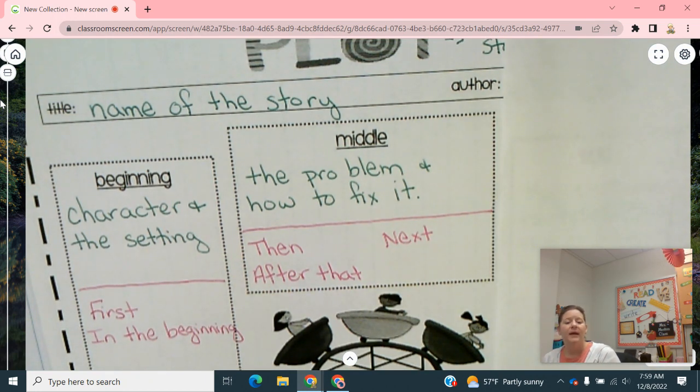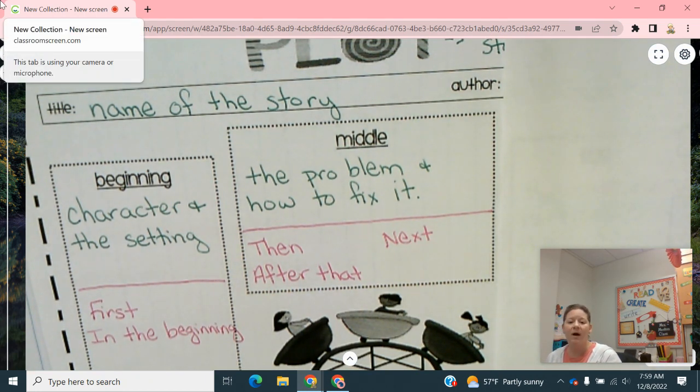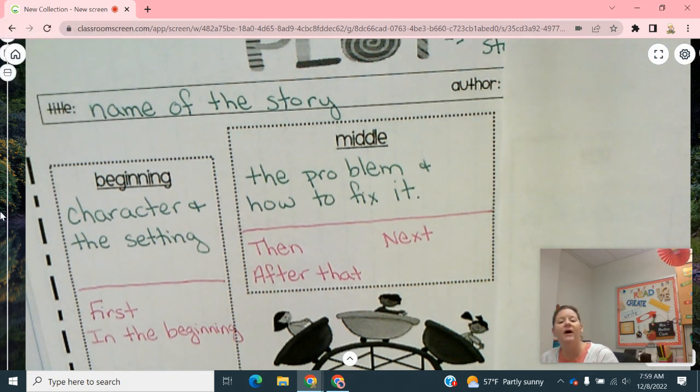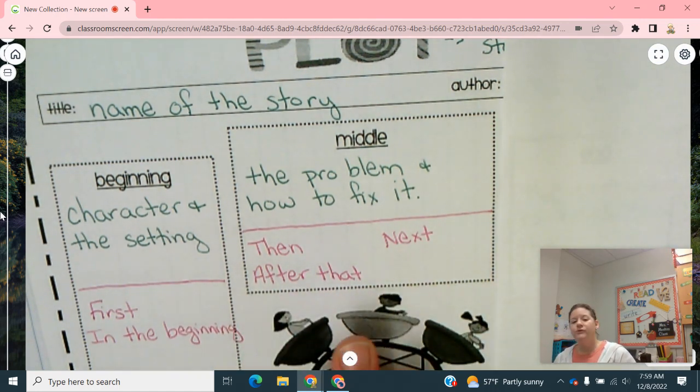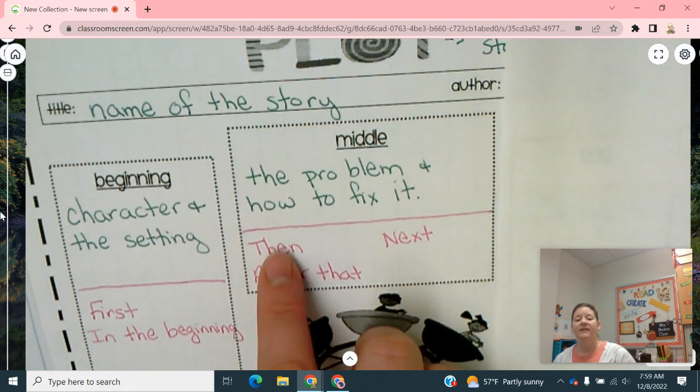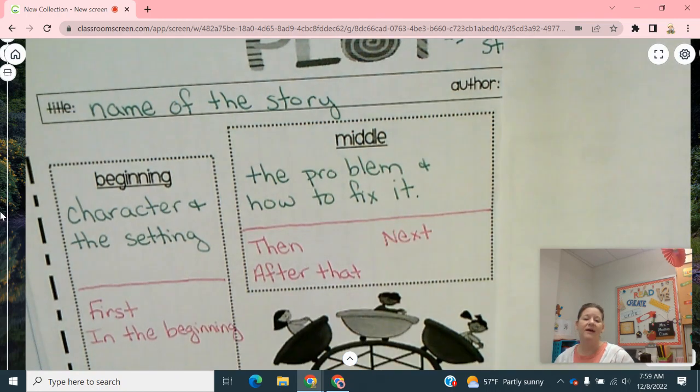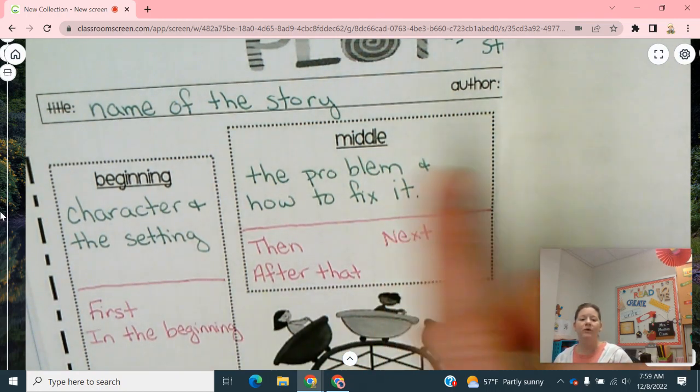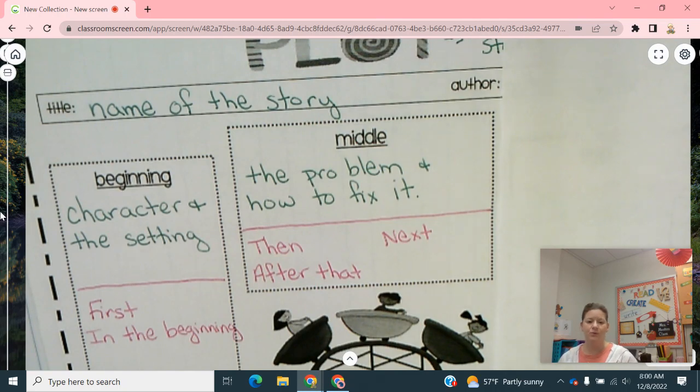Next, we have the middle. In the middle of our story, we learn about the problem of the story, and we also learn how it's going to be fixed. So if you ever notice when you're reading a story or you're watching a movie, there's not a problem and then they magically fix it out of nowhere and then that's it. It's over. It's done with. Things happen in the story that lead up to each one of these parts. We use transition words for the middle of the story, like then, next, or even after that. So when you see these types of words, you know that you're still dealing with the middle of the story.